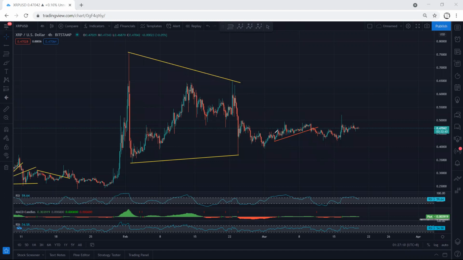Okay, but later we can see this one become more corrective. Still we're looking for the down move, but the question is how we can look at this, because can we put this one in relative to this or not?